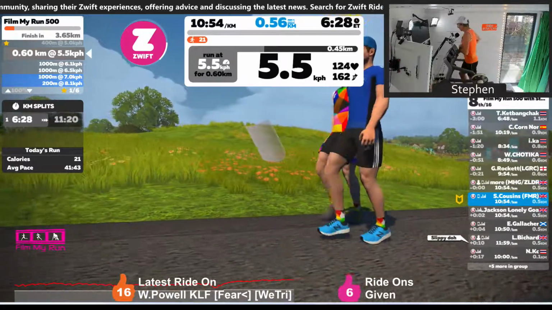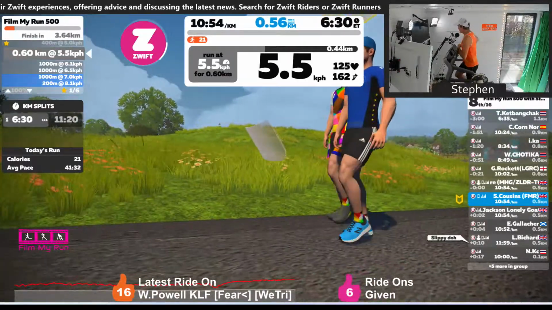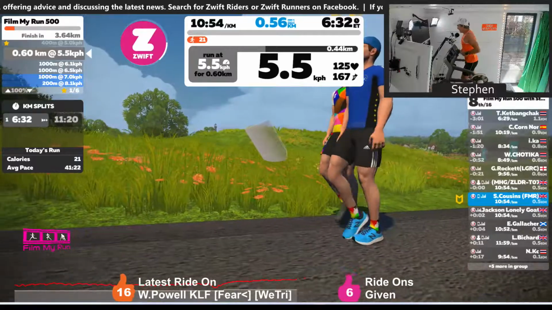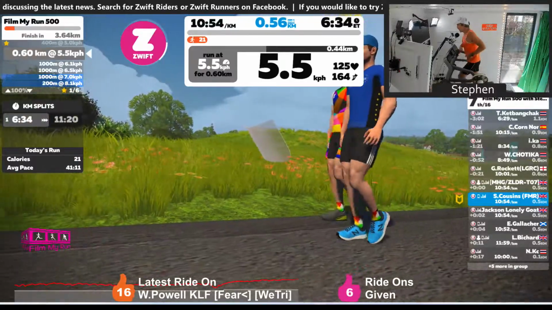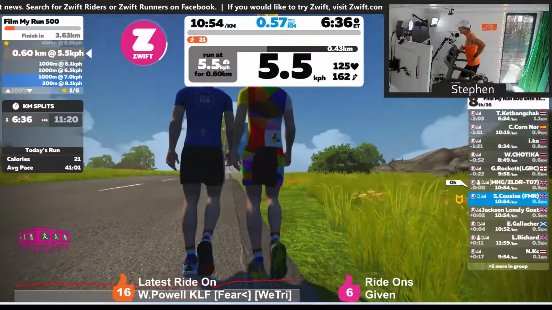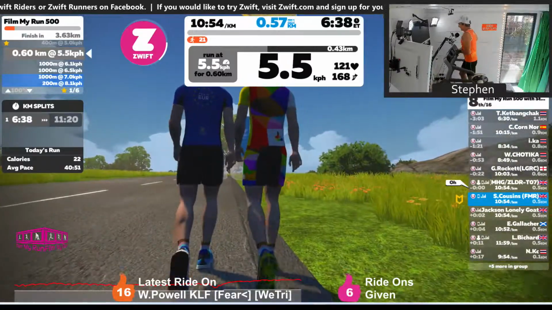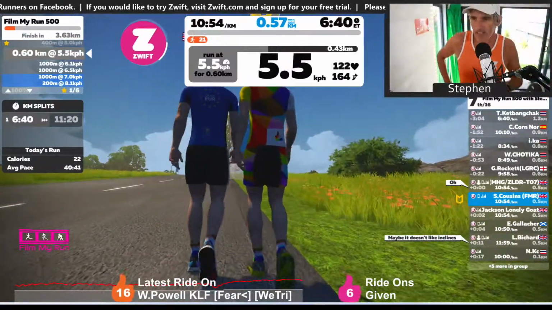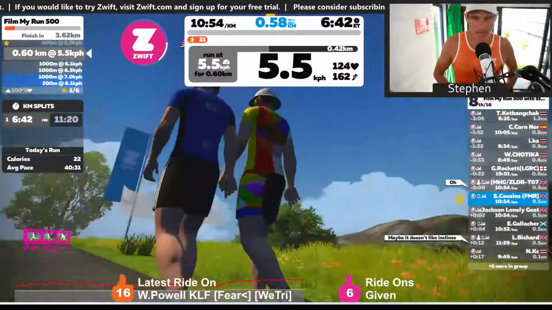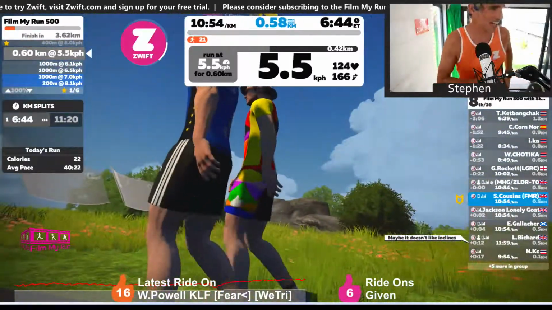Condensation, Lee? Could it be condensation on the belt? Have you stepped in something slippy on your shoes? Maybe it doesn't like inclines, yes.